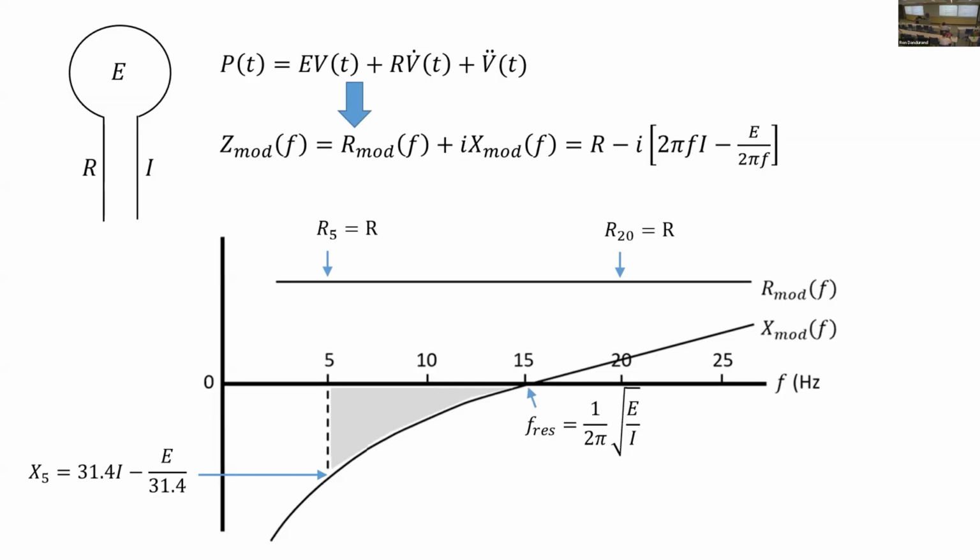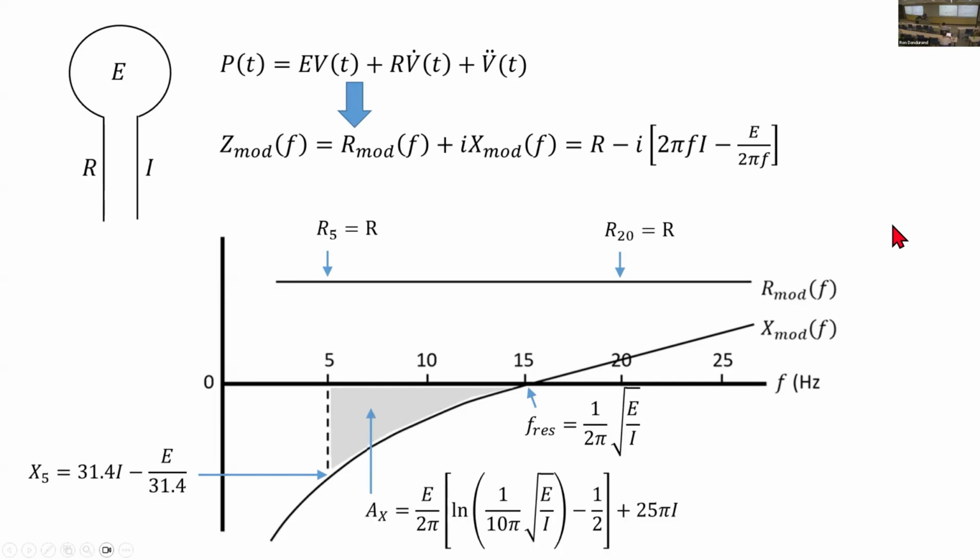The resonant frequency you get by solving for F within the square bracket. That's the formula for resonant frequency. It's proportional to the square root of elastance divided by inertance. Now you're saying, but can you tell me what AX is? Yes, I can. The good news is I can. The bad news is that's what it is.